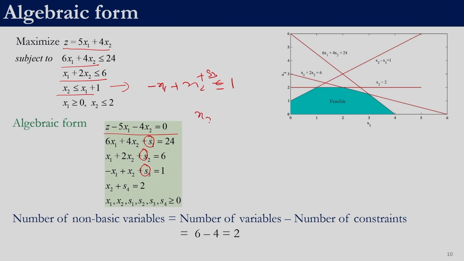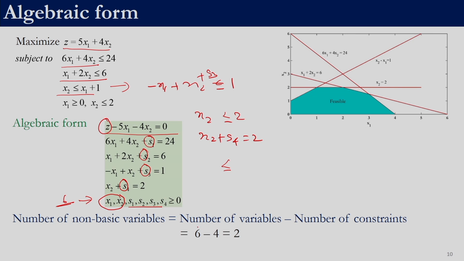Similarly, for the constraint x2 is less than or equal to 2, we can add a slack variable s2 plus s4 is equal to 2. So now we have 4 slack variables and 2 decision variables. Since we have 4 constraints of the form less than or equal to, we added 1 slack variable for each constraint. So we now have 6 variables. z is not to be considered as a variable.